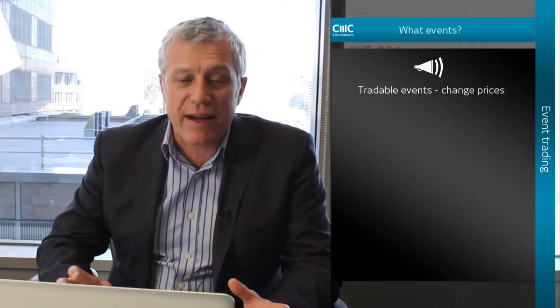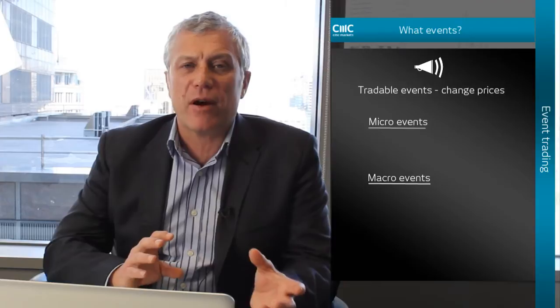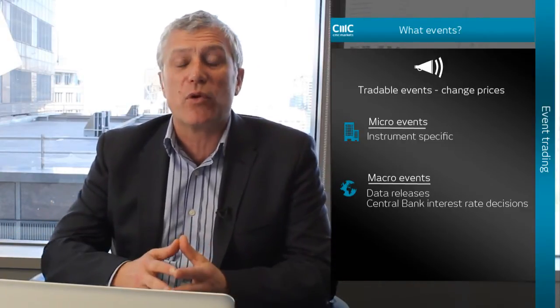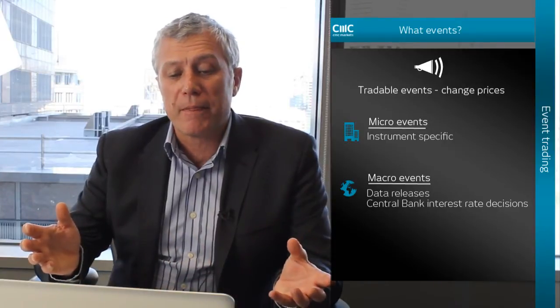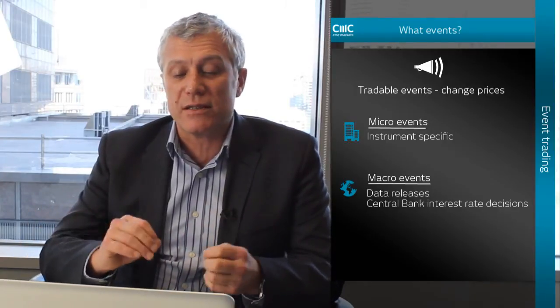So when we're talking about event trading, what events represent trading opportunities? Well, broadly speaking, any event that changes the price of a financial instrument is a tradable event. But we tend to break these events into micro and macro events. Micro events are specific to an instrument, a commodity or company, whereas macro events affect broadly the markets because of their broad impact on the economy. Macro events can include data releases and central bank interest rate decisions. Let's have a look at these in a bit more detail.